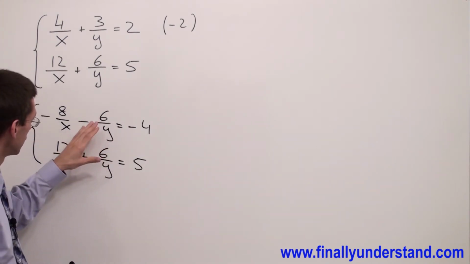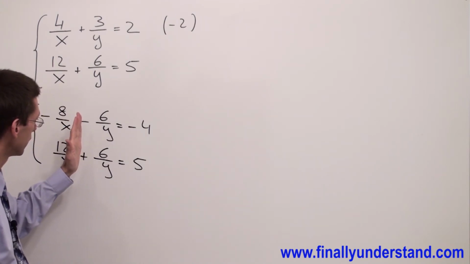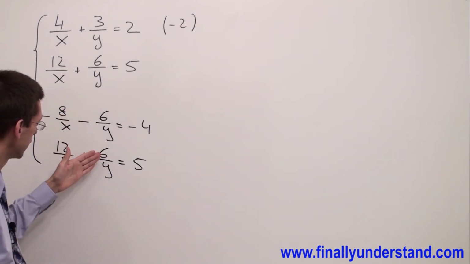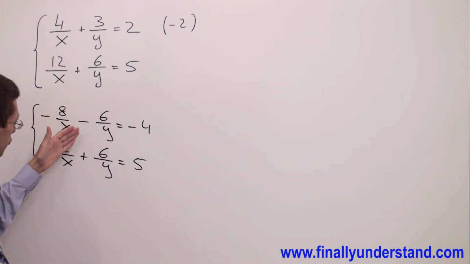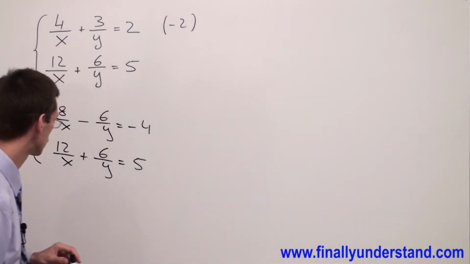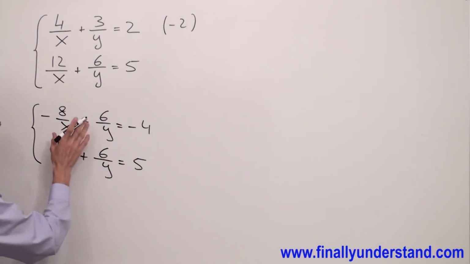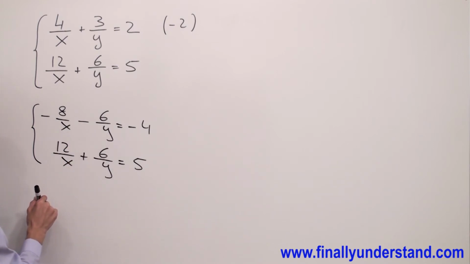Okay? Please notice that these two terms have exactly the same numerical value, okay? Because I have 6 over y and 6 over y with different signs. So this is the perfect condition for us to apply the addition-subtraction method. We're supposed to add these two equations together.